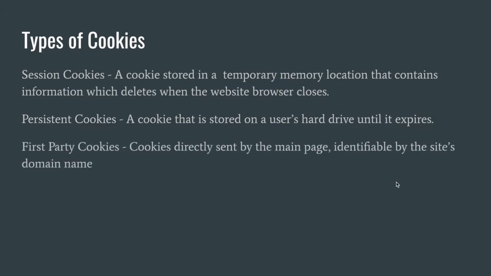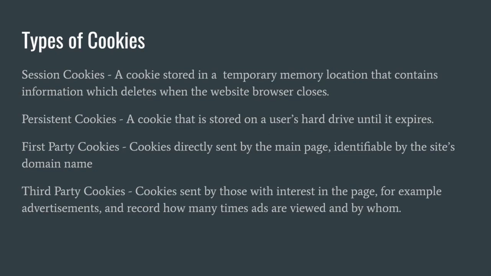Now these two types of cookies can also be first-party cookies or third-party cookies. First-party cookies are directly sent by the main page and are usually identifiable by the site's domain name. However, third-party cookies are sent by those with interest in the page. So if you go on a website and an ad pops up, those are considered third-party cookies. And these record how many times certain ads are viewed and by who they are viewed.